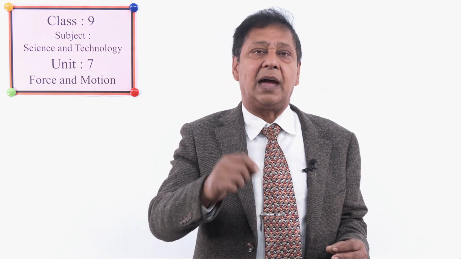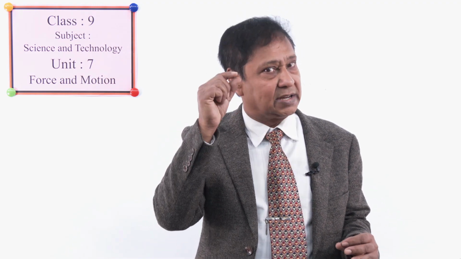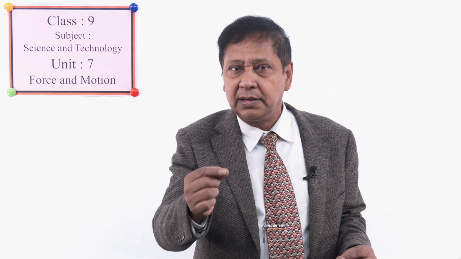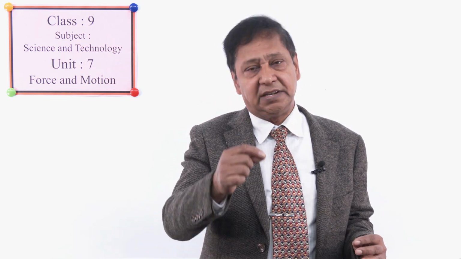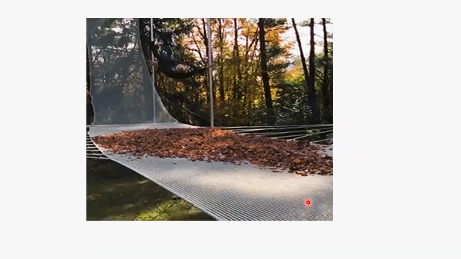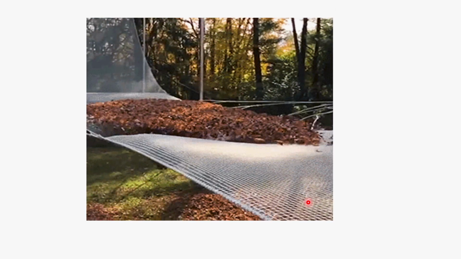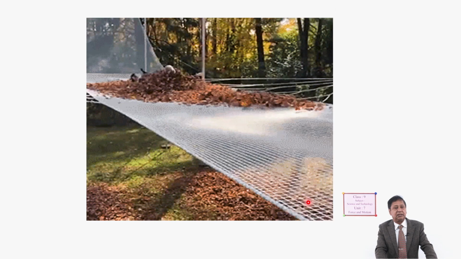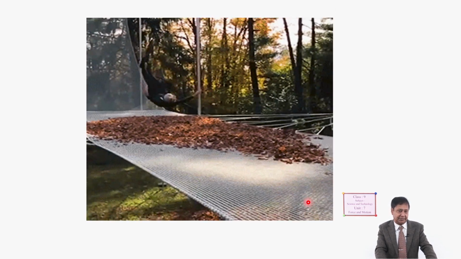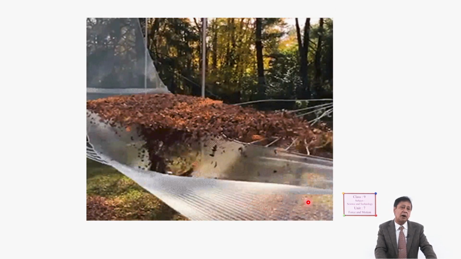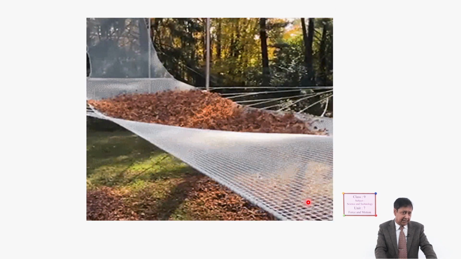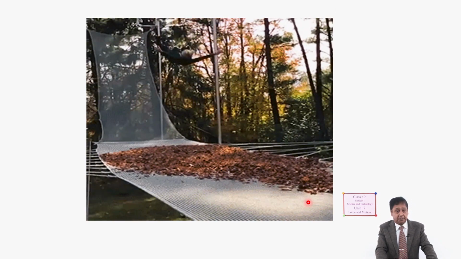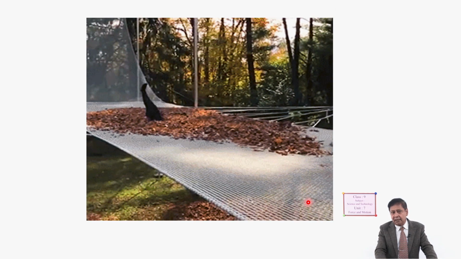But today I want to start with video clips. I am presenting many short video clips to understand inertia in detail. Okay, look at the screen. A man is jumping on the net. This net is tied with the trees, and the net is full of dry leaves. And when a person jumps over it, then what is seen? The net goes downward, but the leaves are left behind.